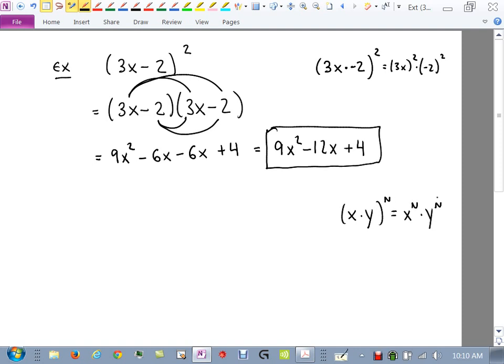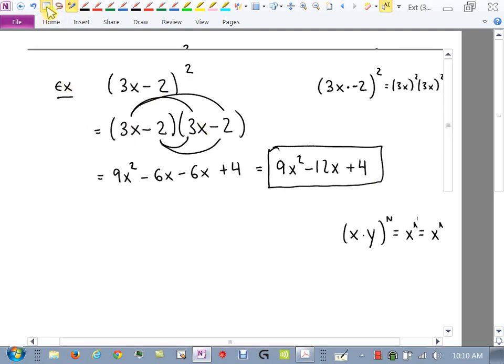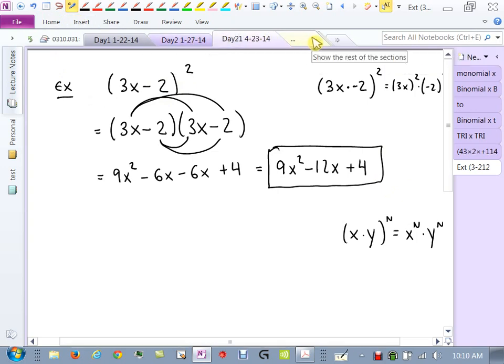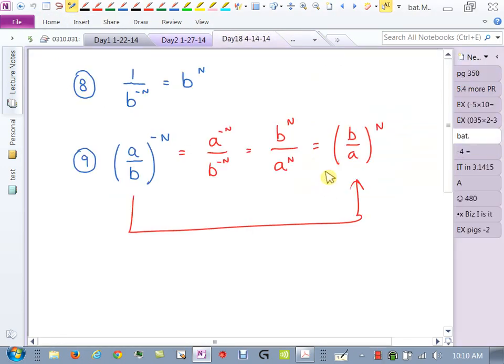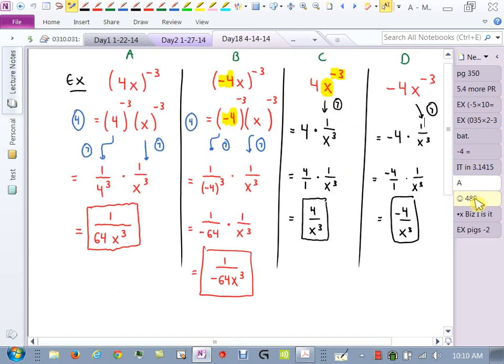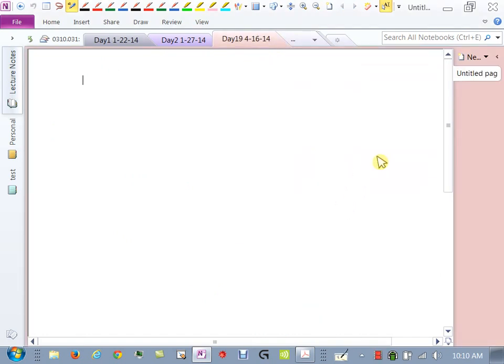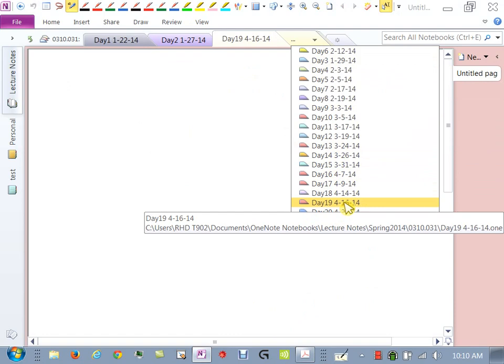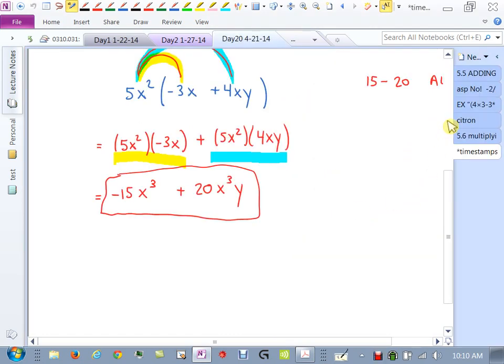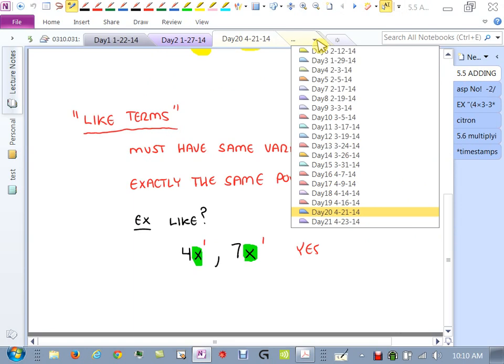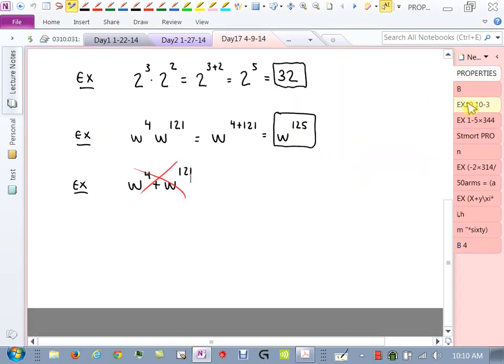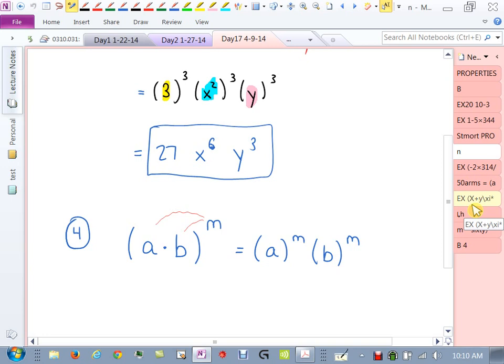If you look back at, remember we had all those properties? I wonder how long it would take me to find it. No. So it's not day 18, not day 19. That must have been a review day. 17 properties. There it is. It was property 4. If there's multiplication between two things in parentheses, the power can go through.